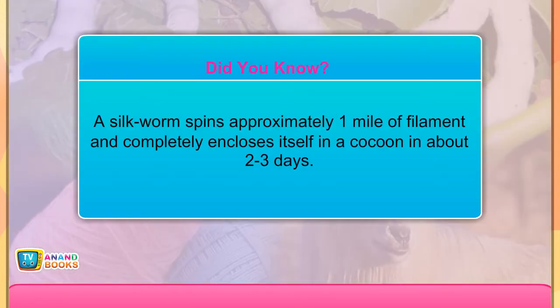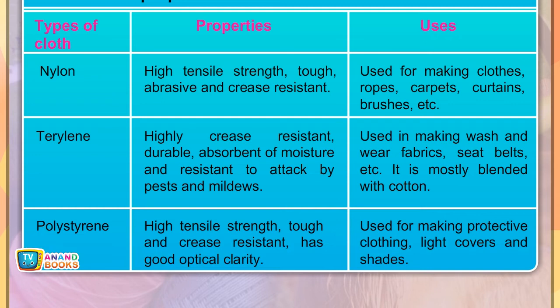Did you know? A silkworm spins approximately 1 mile of filament and completely encloses itself in a cocoon in about 2-3 days. Table of properties and uses of artificial fiber clothes. Types of cloth. Nylon. Properties: high tensile strength, tough, abrasion and crease resistant. Uses: used for making clothes, ropes, carpets, curtains, brushes, etc.